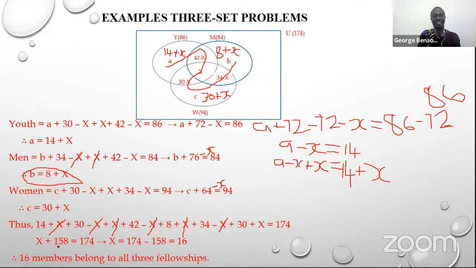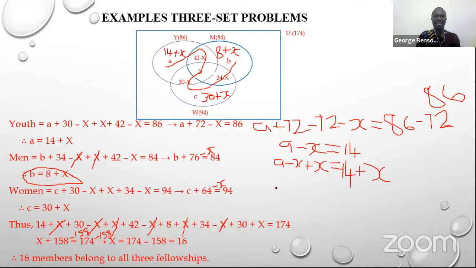Now, since it's only this, I simply subtract 158 from both sides. So this side will be minus 158, and this side too will be minus 158. Is that okay? So that's why we are getting x equal to 174 minus 158, and this gives us 16. So it means that 16 members belong to all the three groups. We found our x now.